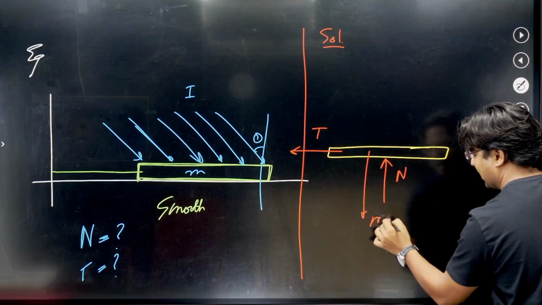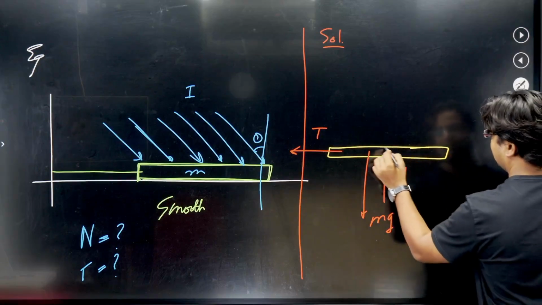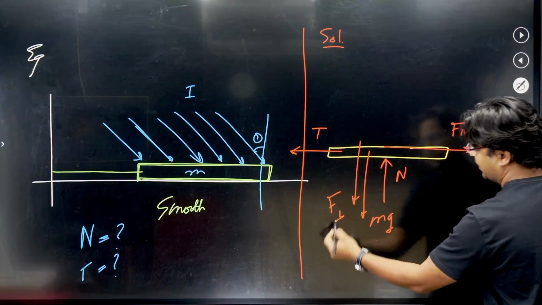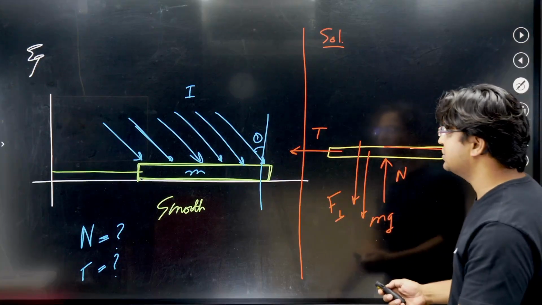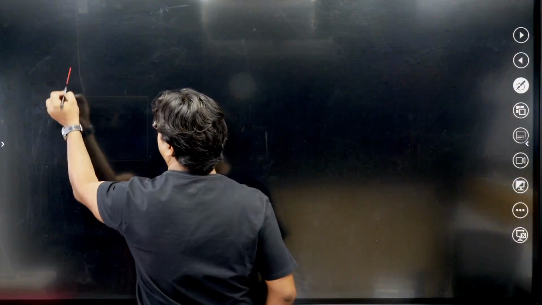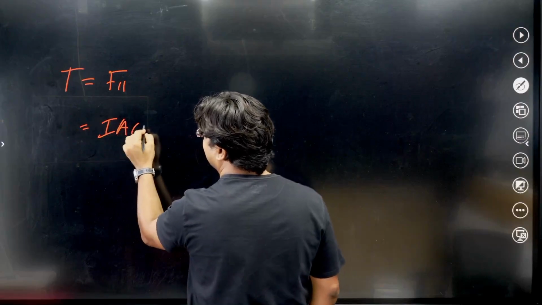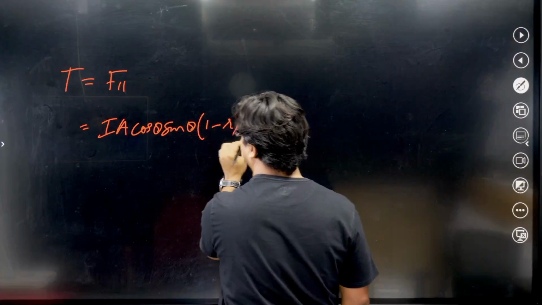There would be an mg force, and apart from these two, there's going to be F parallel due to radiation, and there's going to be a F perpendicular due to radiation. And if you now see in horizontal direction, there are only two forces, so I can write the value of tension as F parallel. So it will become IA cos theta sine theta (1 minus r by c).